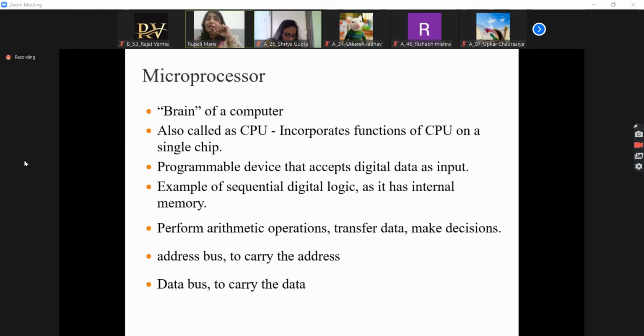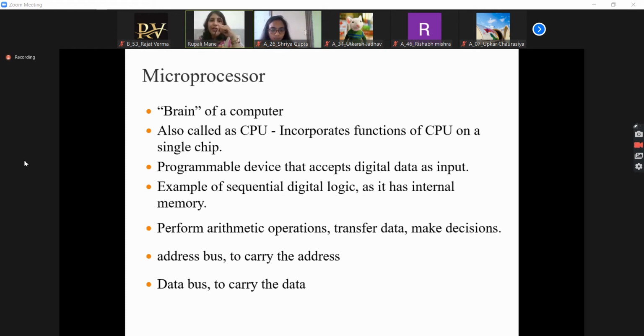What can the device do? We can program it. Okay, and that accepts digital data as input. It has a bus structure, data bus and address bus. Okay, so what is the function of the data bus? The function of the data bus is to transfer data, to carry data. And because of this data bus, it can accept digital data as an input.